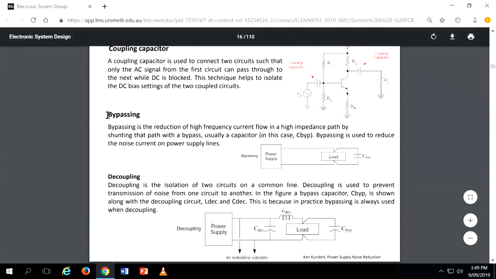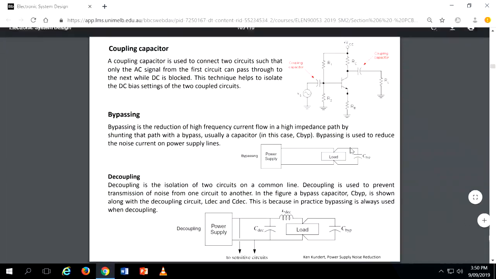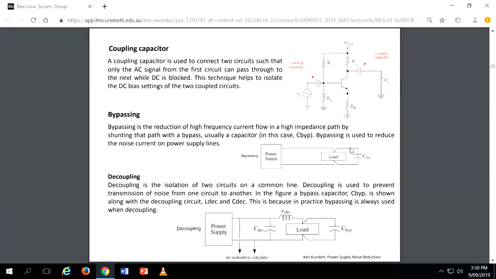Bypassing is the reduction of high frequency current flow in a high impedance path by shunting that path with a bypass, usually a capacitor. Near the IC you may generate some noise because of the switching. Then people connect a capacitor near the IC. You know what I mean? When you connect a capacitor near the IC for bypassing the noise, that is called a bypass.